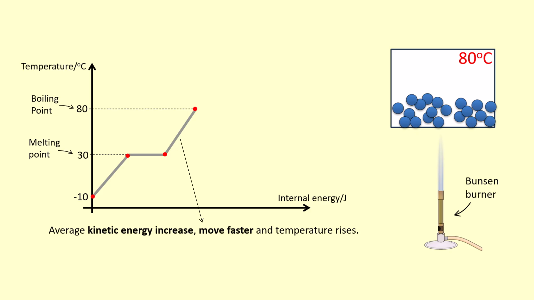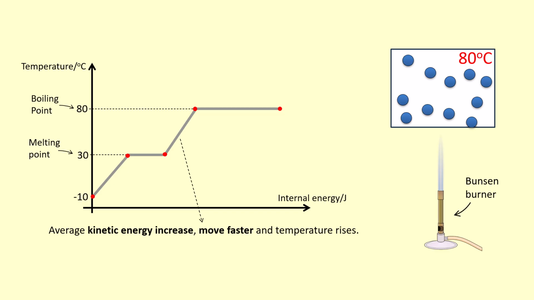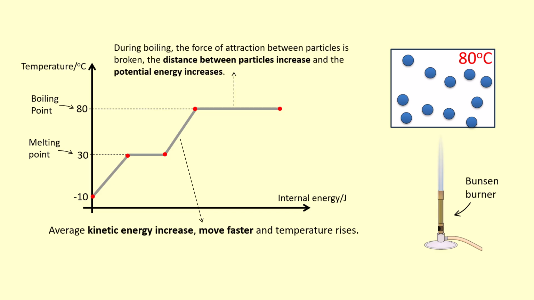But once you hit that boiling point and you continue heating it, the temperature remains constant like this. Why is this? Even though we're still heating it, the energy is being used to separate the particles. This time we're actually completely breaking the force of attraction between the particles, and we're increasing the potential energy a lot, and increasing the distance between the particles a lot. So all the energy that the Bunsen burner is giving, the internal energy, is used to increase the potential energy part of it, not the kinetic energy part. So the speed of the particles hasn't changed.